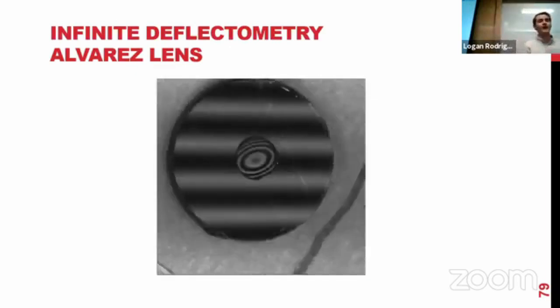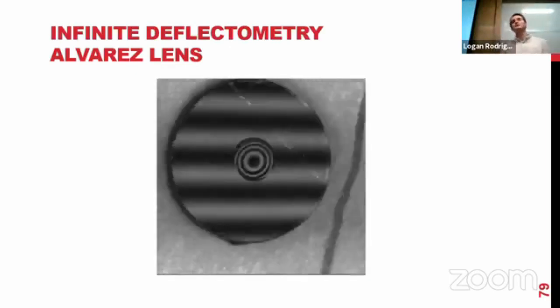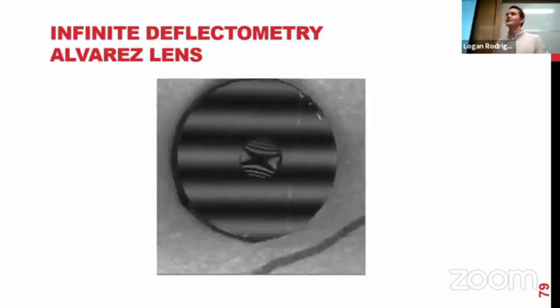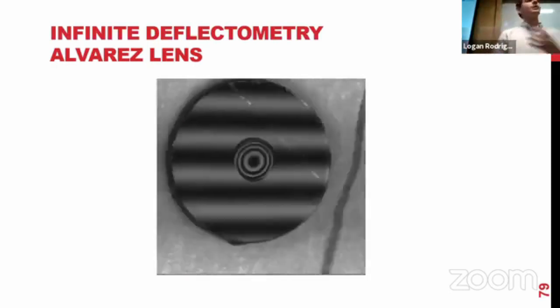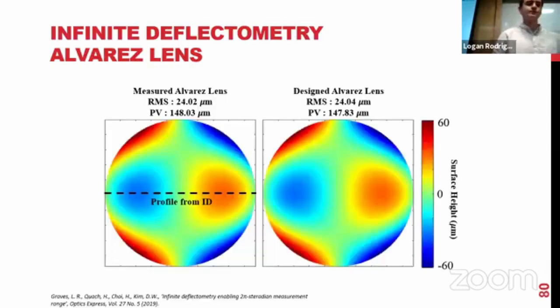Please note that this is not actually from a test. We did center the optic when we tested it. It wasn't wobbling all over. But we measured it with the infinite deflectometry system, and we come up with the measured surface that we reconstruct and compare it to the designed Alvarez lens. This Alvarez lens was actually fabricated here in the College of Optics by a student using a diamond turning tool. Basically, it's a robotic system that lets us carve in very custom shapes.